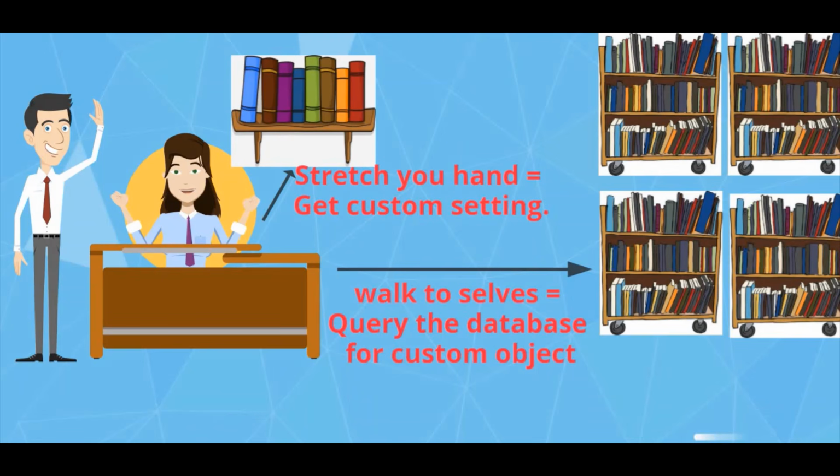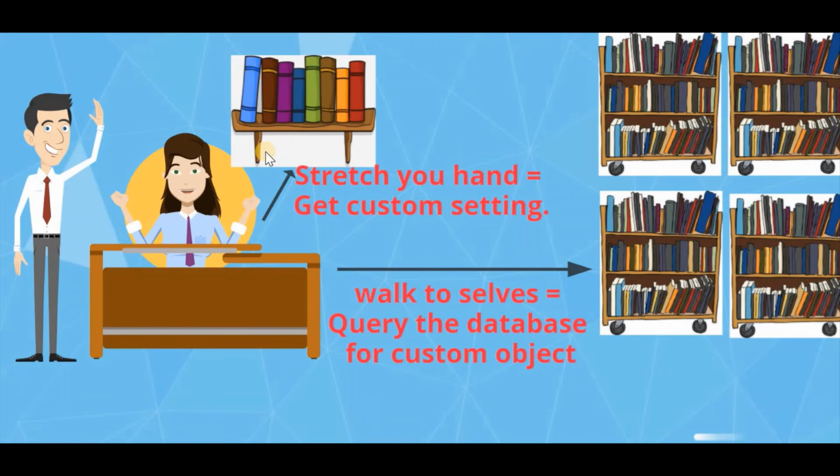So for custom object, you always need to query. See, for shelves, she has kept a little table next to her. She just needs to stretch her hand and then get it. So which needs no effort, or at least the least amount of effort. That is the reason there is no need of query. Understand that as there is not much physical effort required, understand this as no query required.